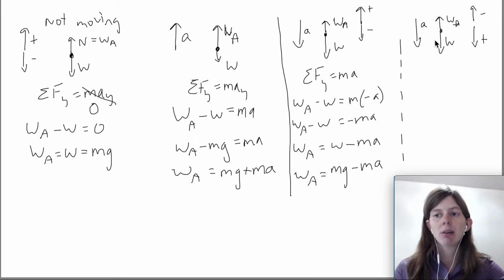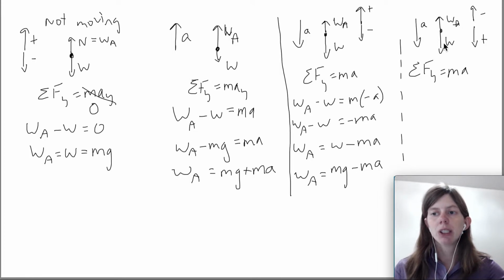simply because I'm looking at the direction of the acceleration. So now when I write Newton's second law and I sum up my forces, I'm going to look at the ones that are going in the same direction as the acceleration, which is the weight. So the weight minus WA equals ma. And a is positive because of my coordinate system, so I don't have to forget a negative here.